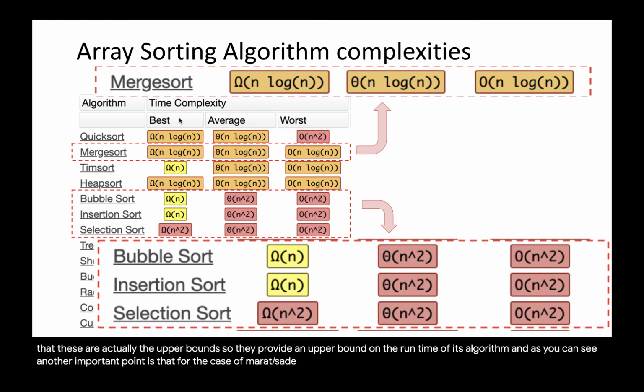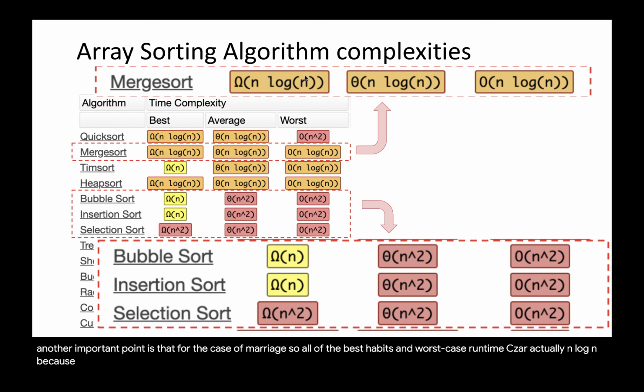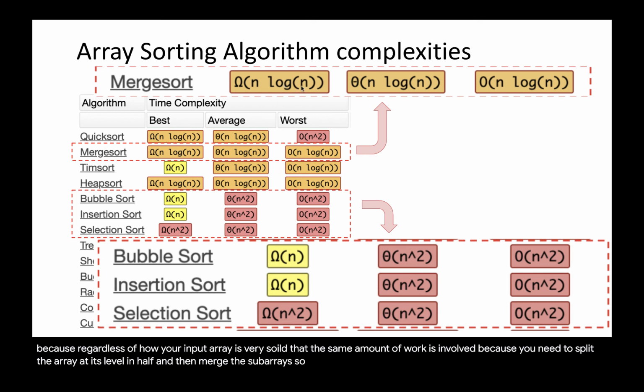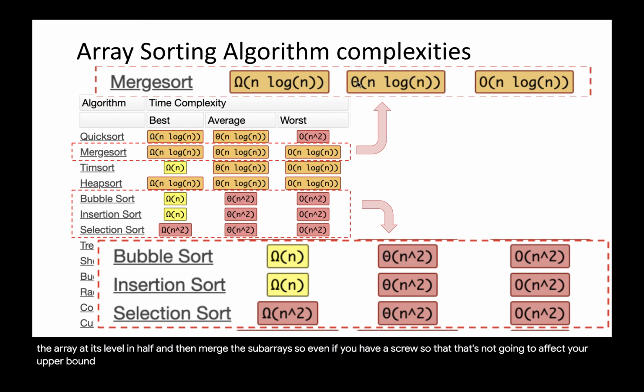And another important point is that for merge sort, the best case and worst case runtimes are in fact both n log n, because regardless of how your input array is sorted, the same amount of work is involved, because you need to split the array at each level in half and then merge the subarrays. So even if you have a pre-sorted array, that's not going to affect your upper bound.